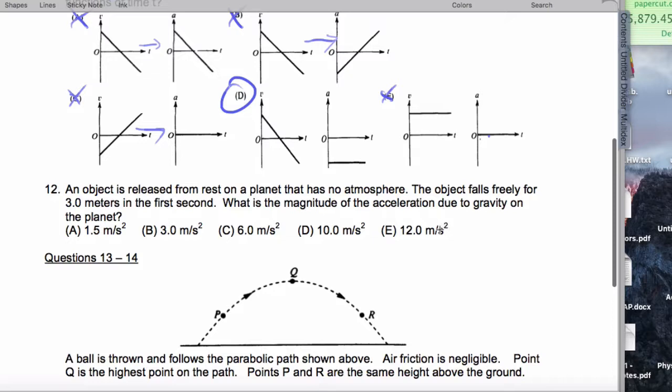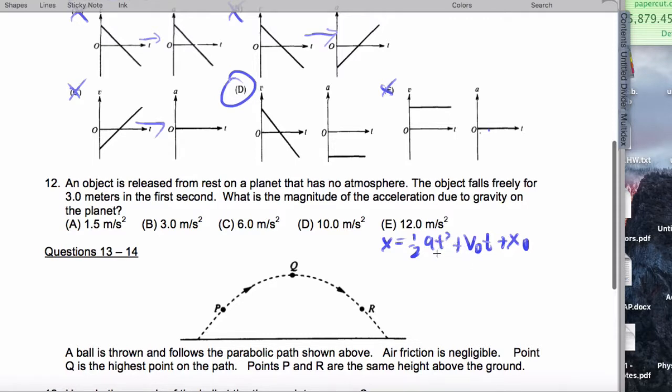All right. Now we have an object released from rest on a planet with no atmosphere, so I'm going to skip the formalities of writing out every single variable for this equation and just tell you that when you have something falling, take downward as positive, and then just plug in your numbers. So we have 3 is 1/2 a times t squared, which is 1 squared. And so when we solve for a, we end up getting 6 meters per second squared.